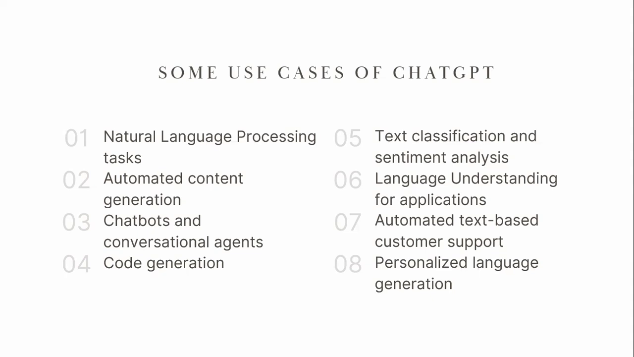You can use ChatGPT for automated text-based customer support. You can use that API in your company website or otherwise to create text-based customer support responses. You can also use it for your personalized language generation tool. And let me say that ChatGPT has the capacity to write or translate other languages also.